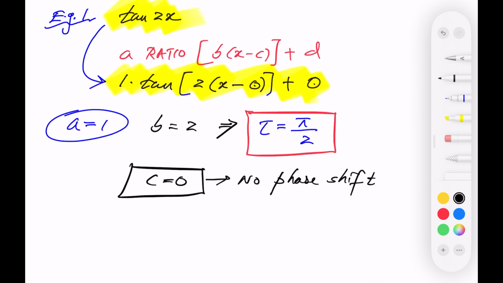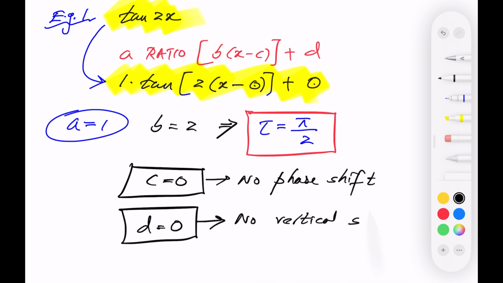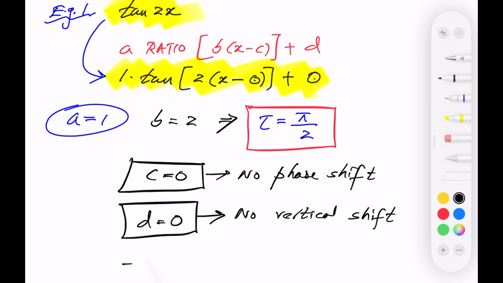How about the vertical shift? D is equal to 0, which means there's no vertical shift either. How about reflection? This tangent curve is a positive tangent curve. There is no negative symbol associated with the tangent function used in the equation, which means this graph has no reflection either.